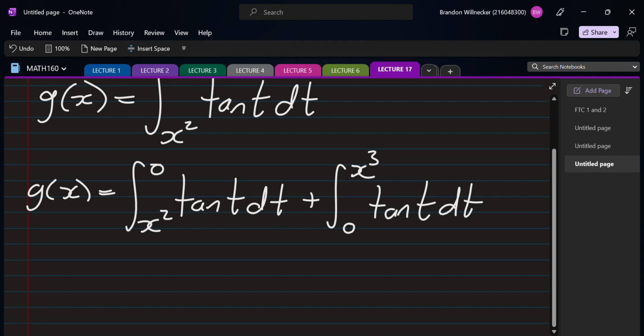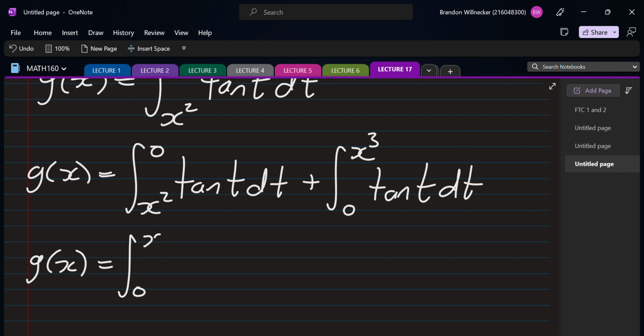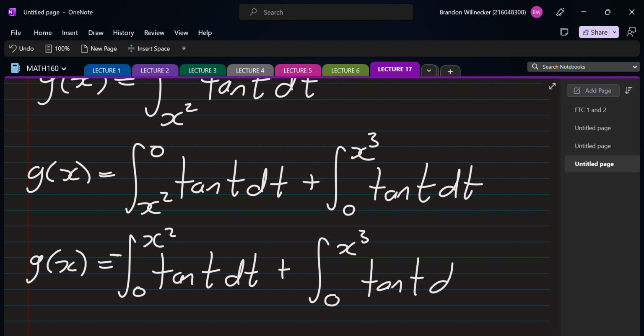We've split it up, and just be careful, this point here, 0, if we substitute 0, we don't have any issues there. If we chose something like pi over 2, then that would be a problem. If we put pi over 2, tan pi over 2 goes to infinity, so we can't use that as our choice. But 0, that's fine. Now x squared is at the bottom, we want our x terms to be at the top. Let's swap them. If we swap them, we need to put that minus sign. Plus the integral from 0 to x cubed, tan of t dt.